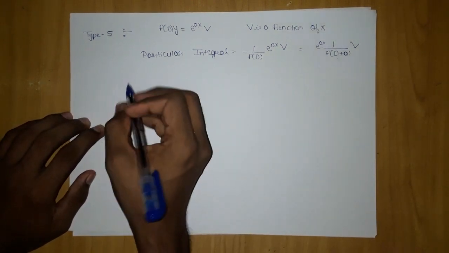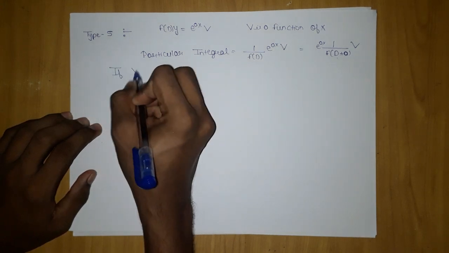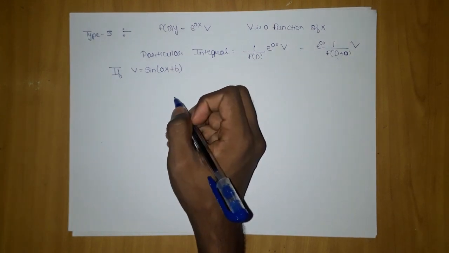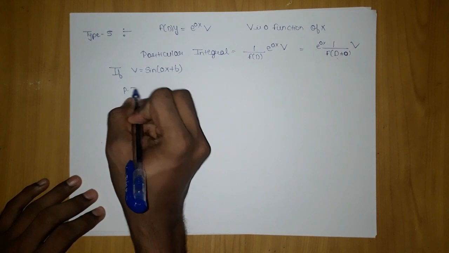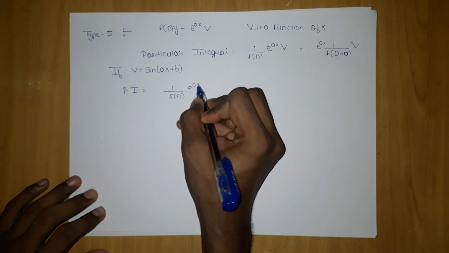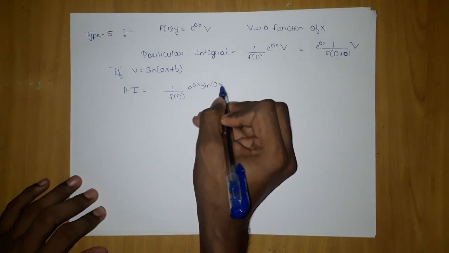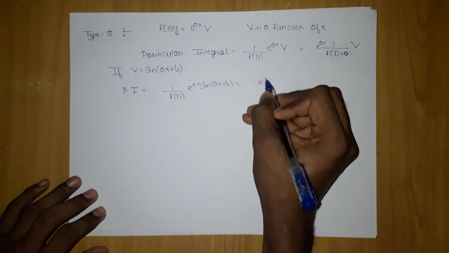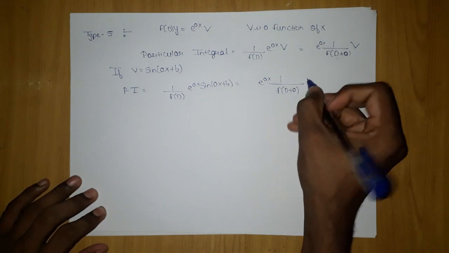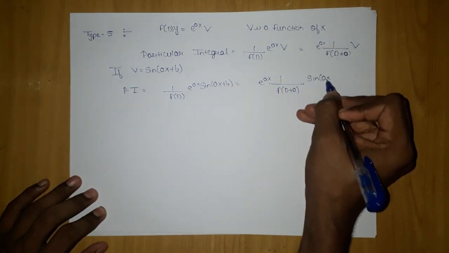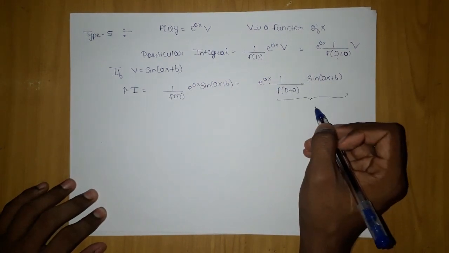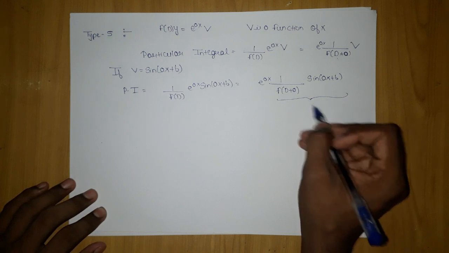Now for your understanding, if we take V equals sin(bx plus c), now what is going to happen, the particular integral is 1 by f(D) into e^(ax) into sine of that. What will happen if we shift it here? You will replace D by D plus a. Okay, we are done. Now if you observe, this is a sine function. Now you already know how to solve this type of function, f(D) into sine. This is nothing but, if you remember, this is type 3.